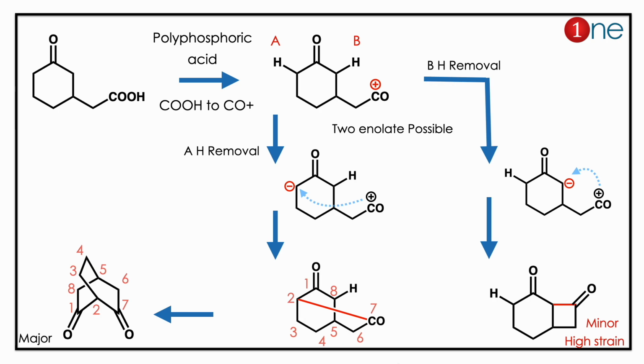Here the A pathway is favored because it leads to the bridged carbon with less strain. If you go with beta hydrogen removal, you have an enolate, a 4-member ring, a highly strained pi system. It is a minor product. The concept you have to learn here is that polyphosphoric acid is an acyl cation promoter from the acid.